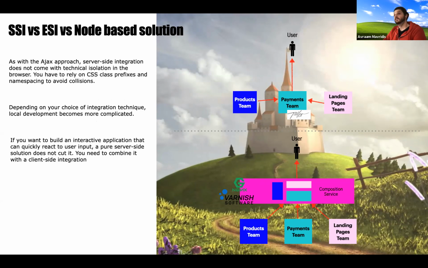Again, this doesn't come with technical isolation in the browser. You still have to rely on, for example, CSS class name prefixes to not have name collisions. And if you want something more interactive than what a server-side solution can provide, you need to do some hydration in the front end and combine server-side techniques with client-side integration.